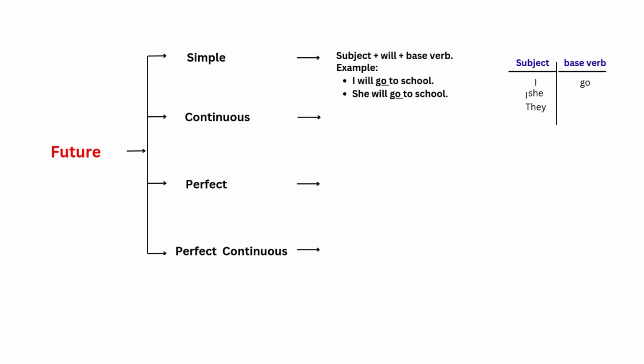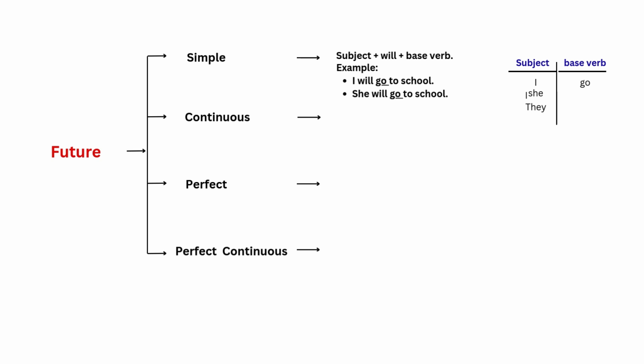Simple future tense. Subject plus will plus base verb. Example: I will go to school. Means that the person plans or intends to go to school at some point in the future. The action of going to school has not yet happened but will take place later.